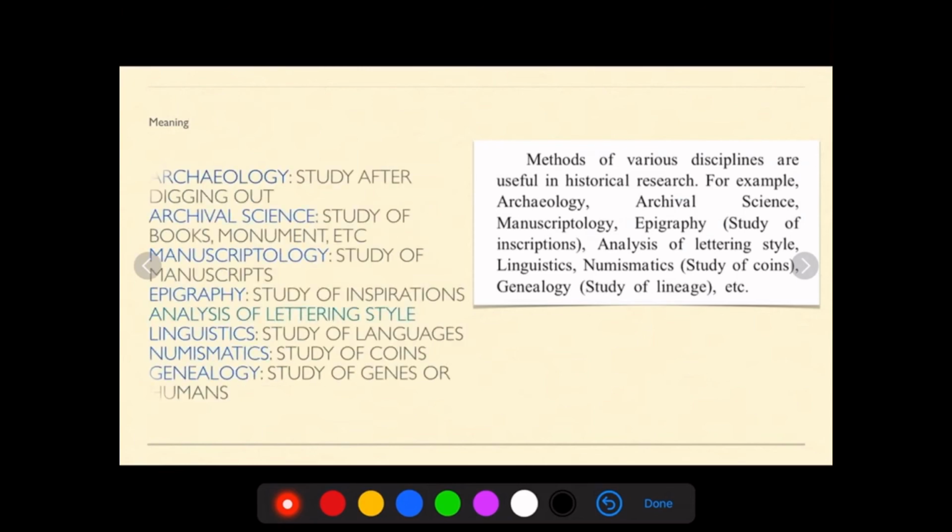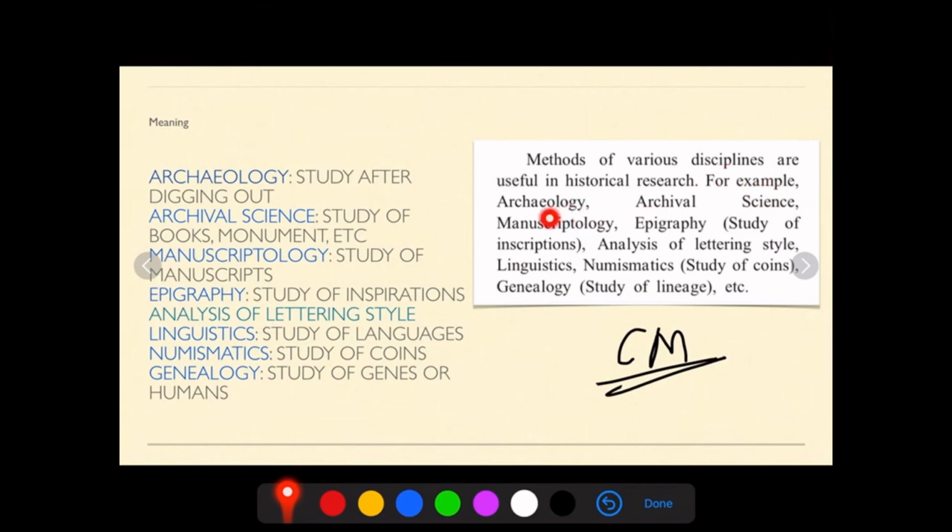Now this can be asked in a concept map. Just a second. Yes, concept maps can be asked on this. So let us know one by one the meaning of everything. Methods of various disciplines are useful in historical research. Now these are the methods given over here.